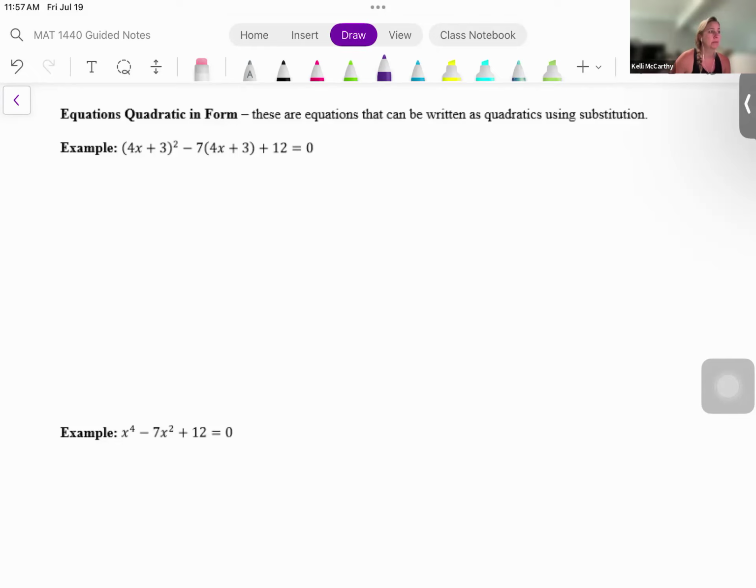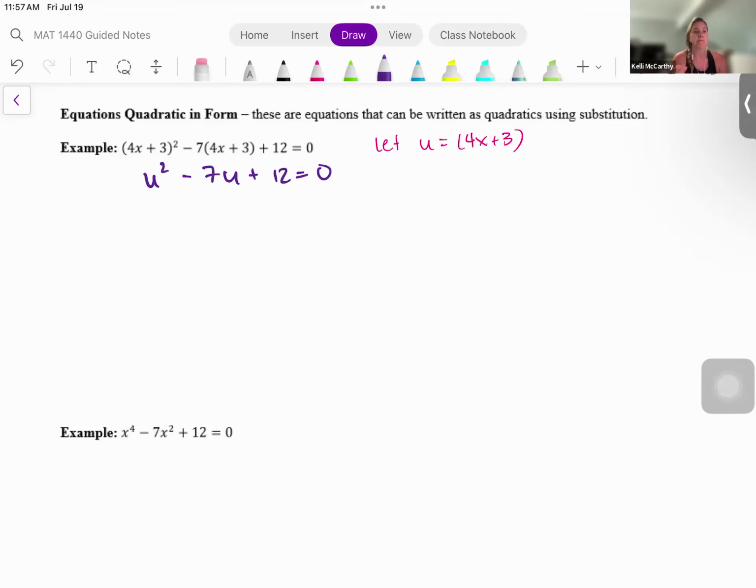We're going to use a process called U substitution. This is a very common type of substitution with the letter U. You could use whatever variable you wanted. The only variable you would want to avoid is x, since that's the variable in our original equation. So we're going to let U equal 4x plus 3. And if I substitute that back into my original equation, that means I've got U squared minus 7U plus 12 equals 0.